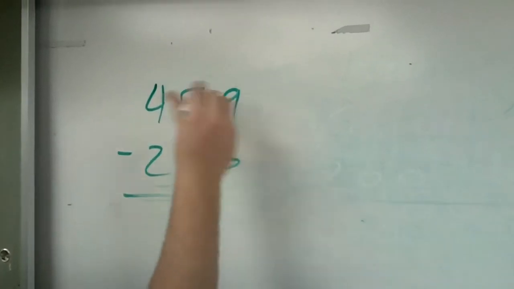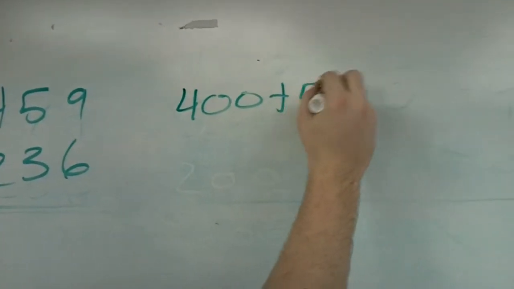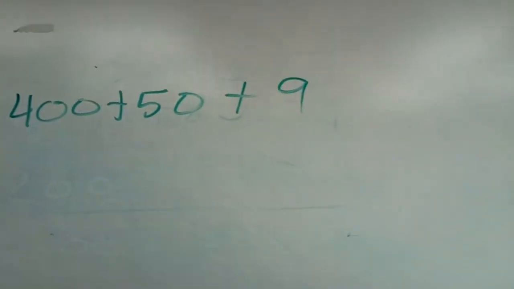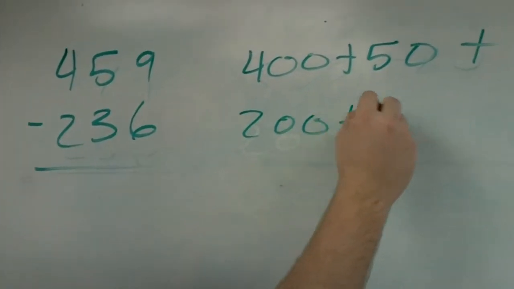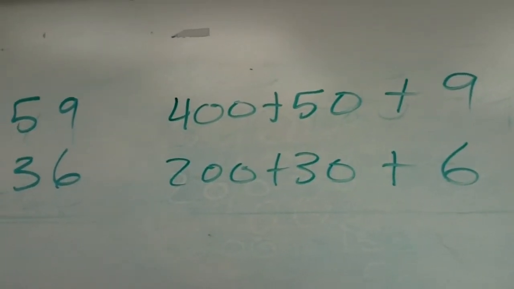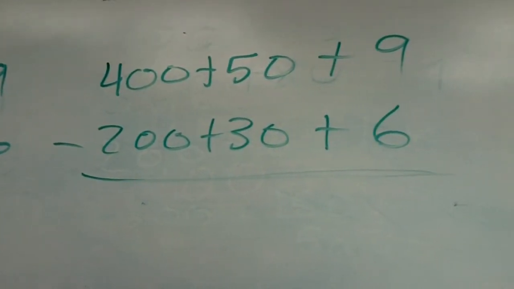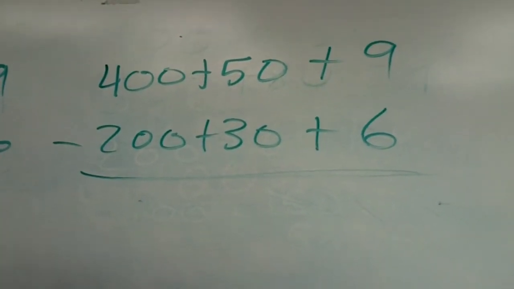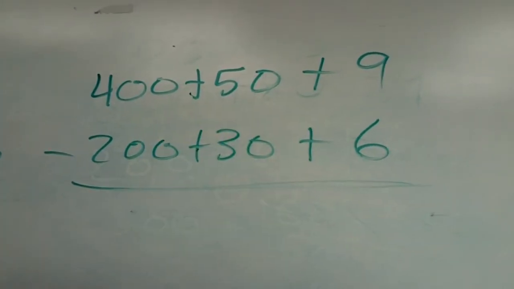We're going to write this in expanded form by taking 400 plus 50 plus 9. So this part is all the same. The other number is 200 plus 30 plus 6. So at this point it looks exactly the same. The only difference is now we're going to be subtracting these. The only confusing part is it looks like we're adding still. We're just going to ignore these. This is just the expanded form.